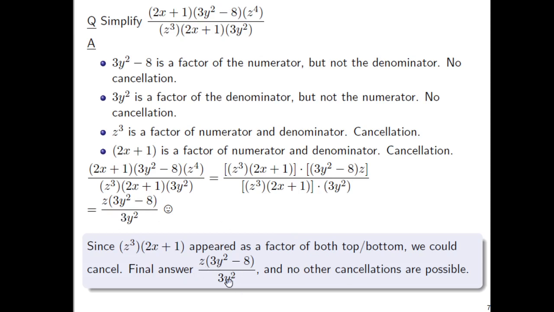So the 3 won't cancel with the 3, y² won't cancel with y², 3y² won't cancel with 3y², and all the problem really is that in the denominator you've got factors, but in the numerator, 3y² is not a factor. The numerator does not say 3y² times other stuff. It says z times this other thing, 3y² − 8. So 3y² − 8 would be a factor, z would be a factor, but not 3y². So there's no other cancellations.